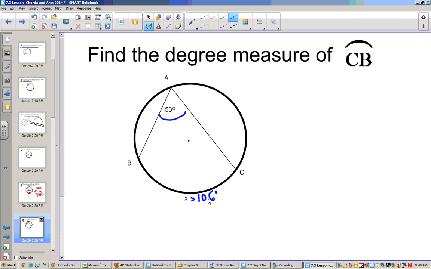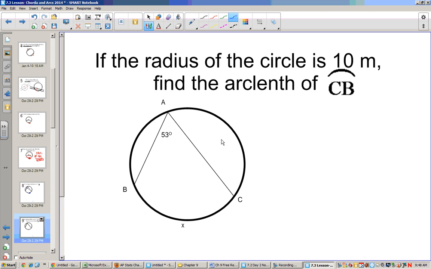Well, that's not the arc length yet. That's just the degree measure of this arc. Now, the next question says, if the radius is 10, find the arc length of CB. We know that the degree measure is 106. Now we need to find the circumference. If the radius is 10, the circumference is going to be diameter, which is 20, times 3.14.